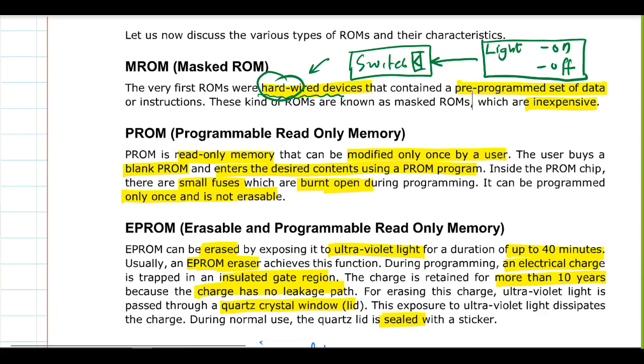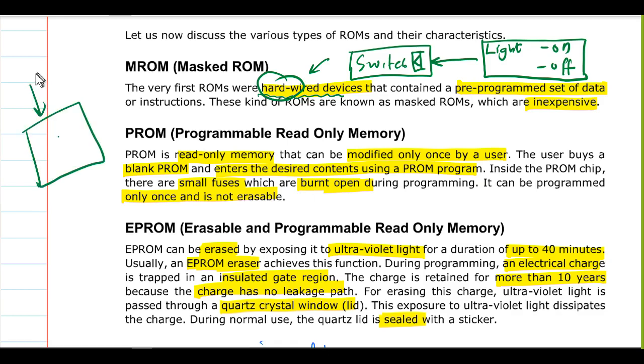The other kind of ROM is called programmable read-only memory. This is also a read-only memory, but it can be modified once by a user. The user buys a blank ROM and enters the desired contents using the PROM program. Inside the chip, there are some features which are burnt open during the programming, and therefore it is only programmed once and is not reusable. So that is the major difference between this kind of ROM.